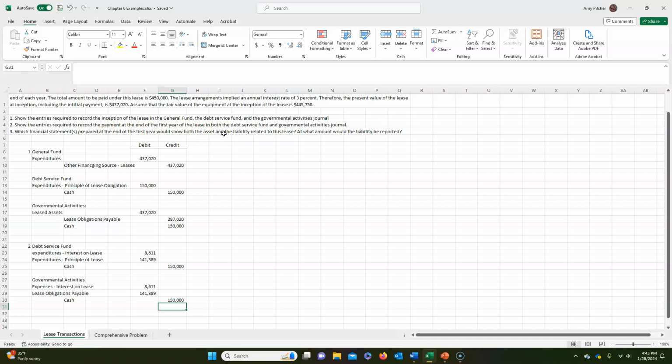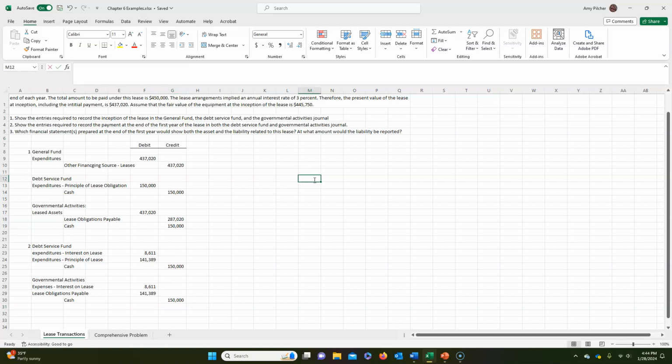So we have which financial statements prepared at the end of the first year would show both the asset and the liability related to this lease, and at what amount would they be recorded. So we have the asset and long-term liability only on the government-wide statement of net position, and then at the end of the first year, the liability would be reported net of the first payment of principal, at 287.20.